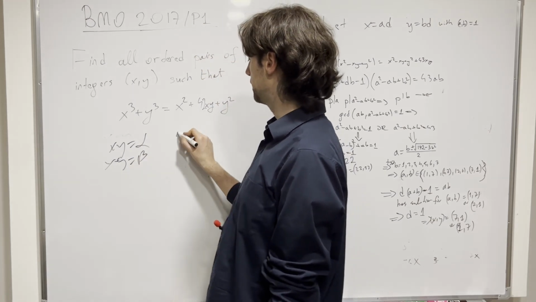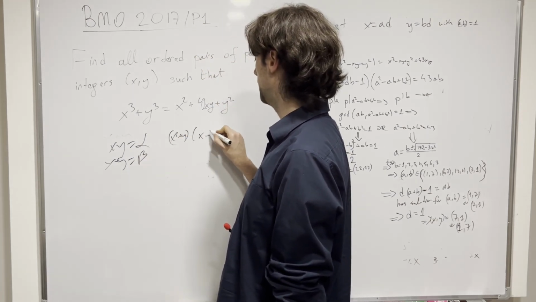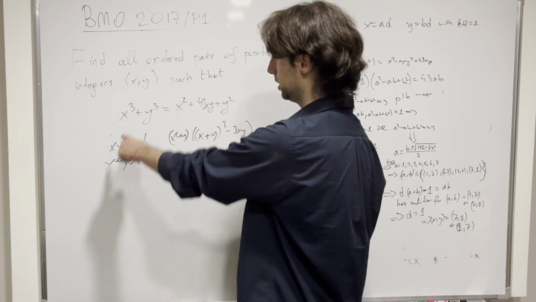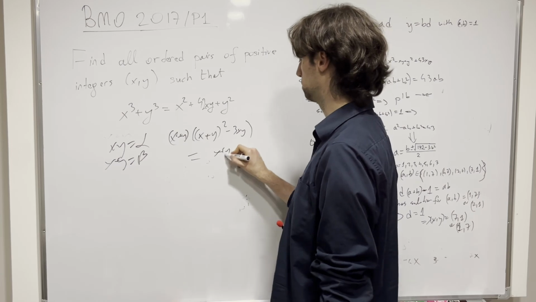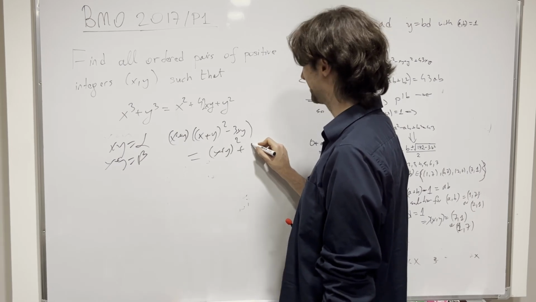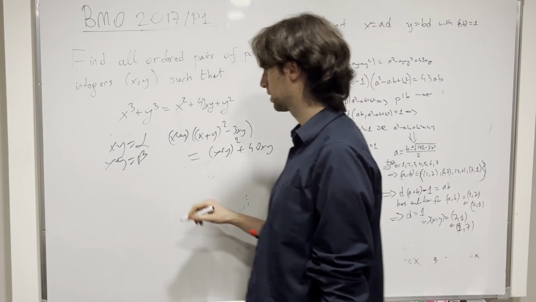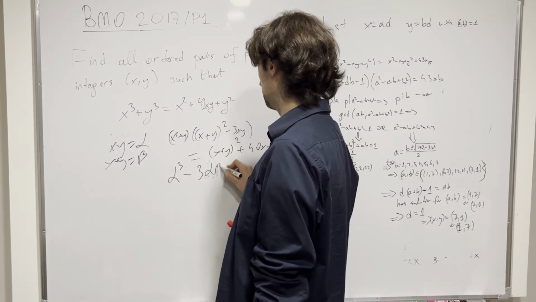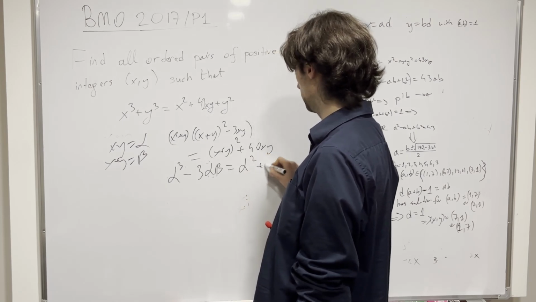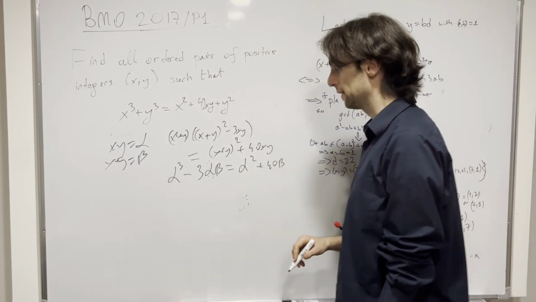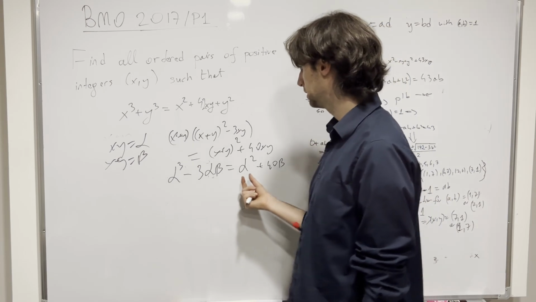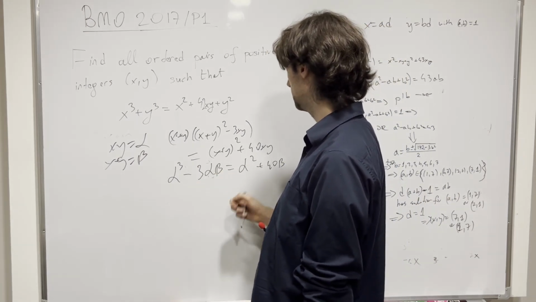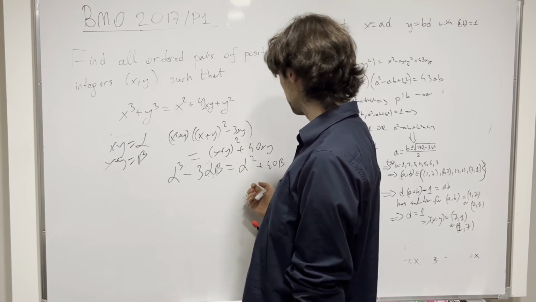This is beta. Then I know this is x plus y times x plus, I'm going to do x plus y squared minus 3xy. That's what we have on this side, is equal to x plus y squared plus 40xy. So we have alpha cubed minus 3 alpha beta is alpha squared plus 40 beta. Now is there a way to factor this nicely? Alpha minus alpha, beta minus, if I take a beta out, I'll get 3 alpha. I don't see anything nice here.